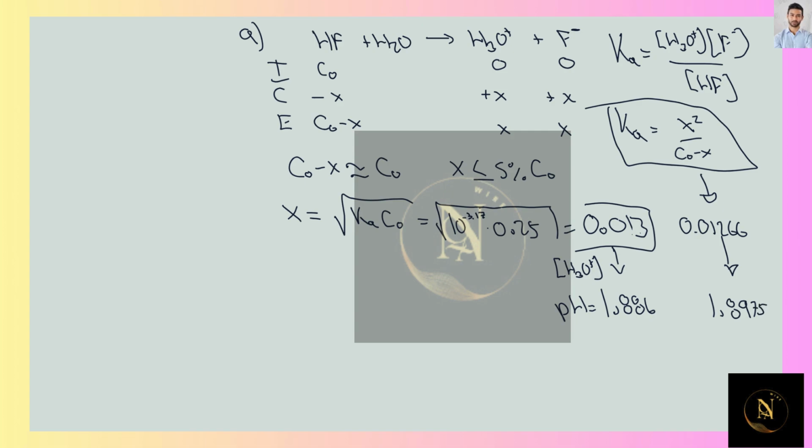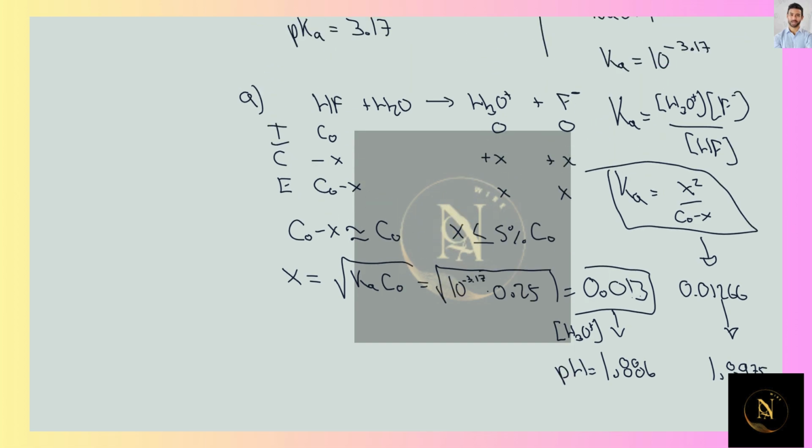So both of those results are valid. You just need to say what procedure you follow. In this case, since the value is slightly larger than 5% of the value for C0, I would stick with the solution of the full quadratic expression.